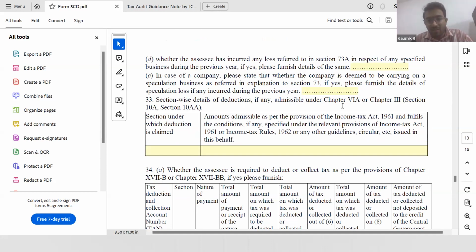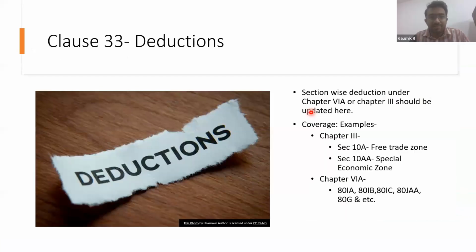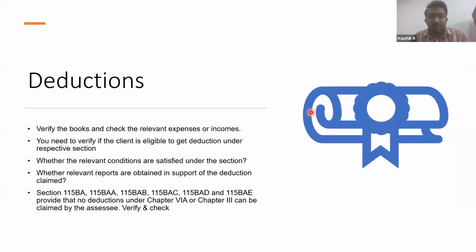And Chapter 6A, as we all know, is a very big list. Say 80G, 80IA, 80IAA, 80JJ, 80JJA, like that many sections are there. Section-wise you'll put the amount here and the amount admissible as per the provisions. And whether the respective conditions are satisfied or not is what we have to put here. Is it clear? Any doubt here? Can we go to the next slides? Yes.